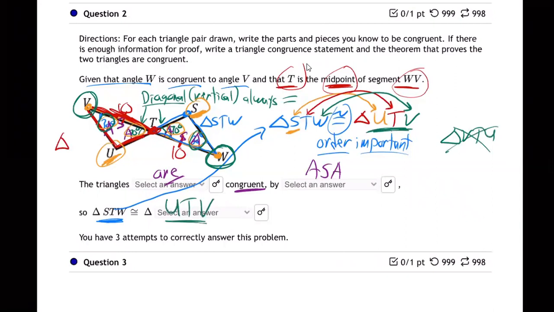Why do you have to do that? Well, because when you make a congruence statement, you're saying the two triangles are identical, and you're saying S matches with U, T with T, and W with V. The order matters. You're saying which points go with which points in the two different triangles. So there's the order we must follow.